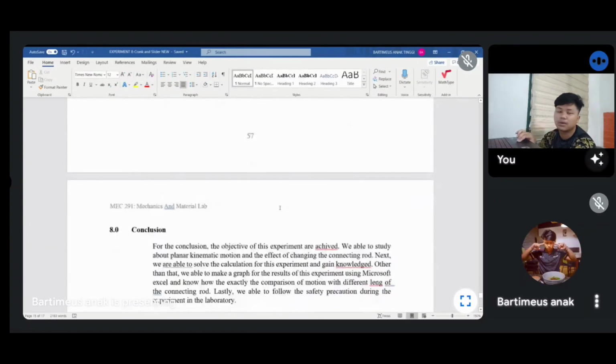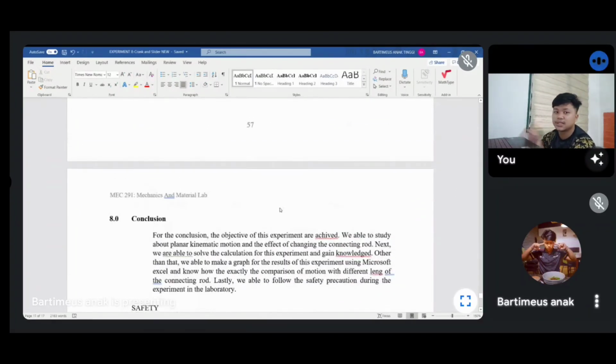So next we go to the conclusion. For the conclusion, the objective of this experiment is achieved. We are able to study planar kinematic motion and the effect of changing the connecting rod. Next, we are able to solve the calculation for this experiment and gain knowledge. Other than that, we are able to make a graph for the result of this experiment using Microsoft Excel and know exactly the comparison of motion with different lengths of the connecting rod. Lastly, we are able to follow the safety precautions during the experiment in the laboratory.